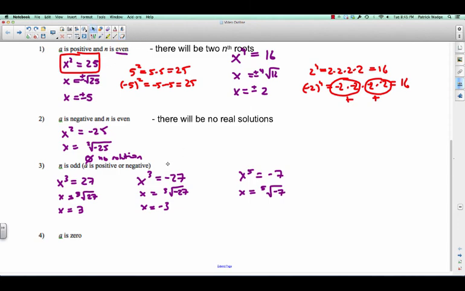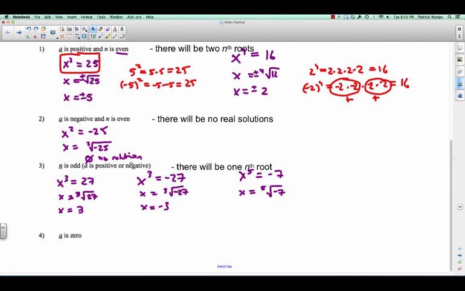So, to summarize that, if you have this situation, you'll end up with just one root, one nth root. One cube root in this case, and the cube root is negative 3. One 5th root here, and the 5th root is the 5th root of negative 7.